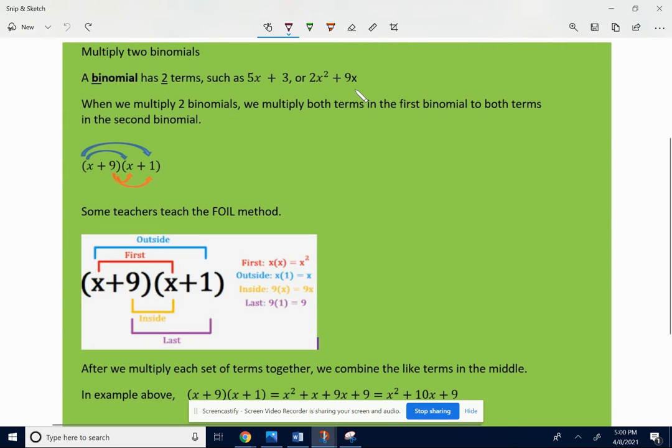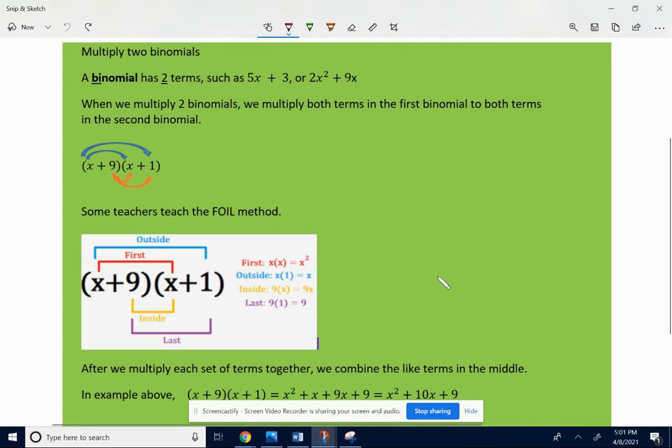When we multiply two binomials, it's kind of like we're using the distributive property twice. If we had x plus 9 times x plus 1, we're basically distributing the x to both parts in the second parentheses. We're taking x times x and x times 1, and we're taking this 9, the second term, multiplied to each part in the second parentheses. So we take 9 times x and 9 times 1.